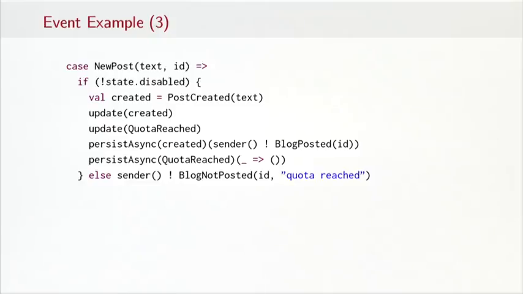In order to complete this, let us look at the code that corresponds to the second way of doing things, using persist async. In this case, we do the check first, then we create the events and update the state accordingly. And then we use persist async to send the created event to the journal, and when it comes back, we can reply to the original sender that the blog has been posted. And we also need to cycle the quota reached through the journal.